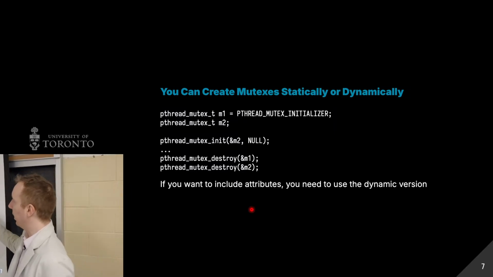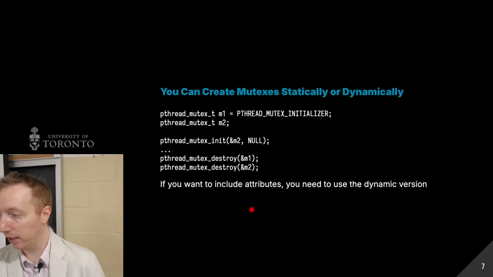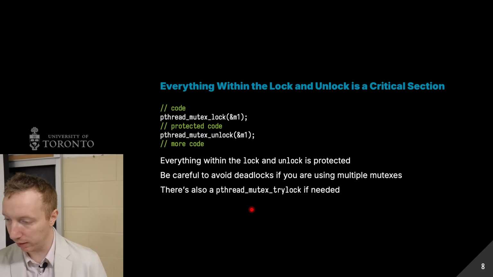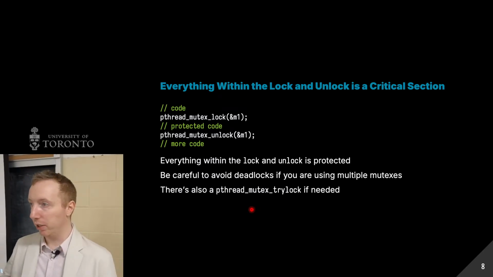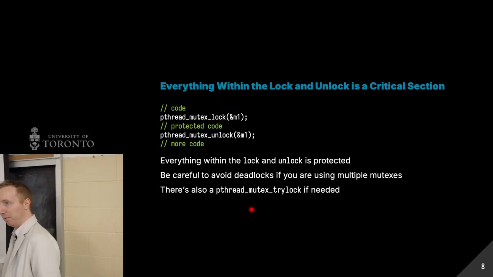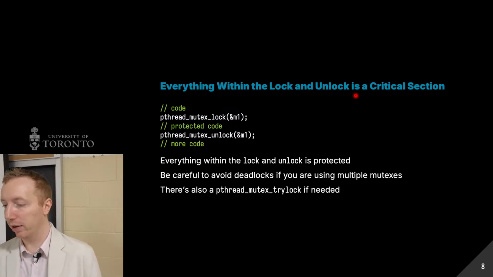If you want to include attributes, you have to use the dynamic version. The static one will just give you all the default things, which is probably good enough for us for now. So how it works is that the mutex type is kind of like a lock, like a padlock, if you will. Everything within the lock and unlock is a critical section.